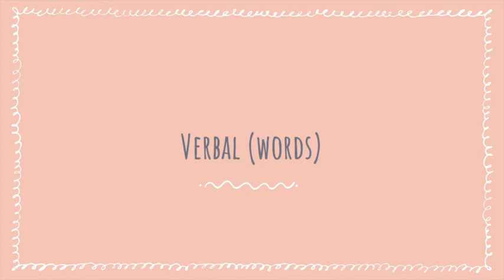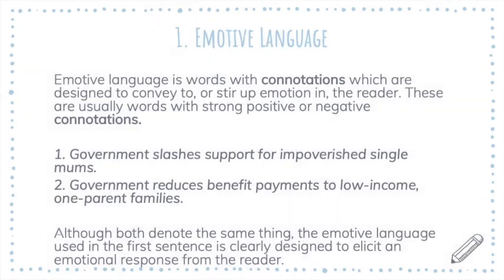So, let's break this down. We're going to be looking at some of the words that you might find in a piece of text and how they work to position us as the audience. We're going to be looking at emotive language. Emotive language is words with connotations which are designed to convey or stir up emotion in the reader. These are usually words with strong positive or negative connotations.